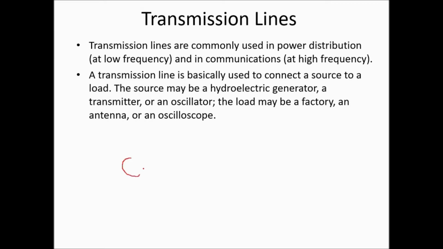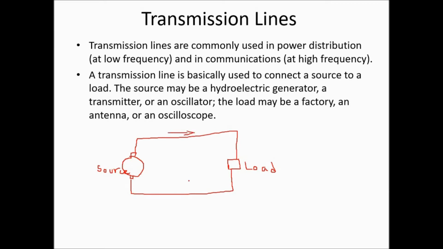Let us think about this as a source or generator, and here we have a load. The transmission line is used to connect the source with the load. Here, this is the current path, and this is the returning current path. So this current is I, and this is the return current. The transmission line is basically used to connect a source with the load.